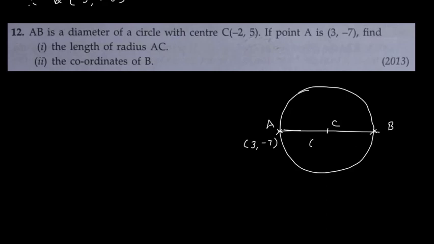The center coordinate is given, (-2, 5). So as B is unknown, I can consider this as (xb, yb). Okay, I am using this alphabet B to indicate that this is the coordinate of point B. You can take this as x2, y2 or x, y.